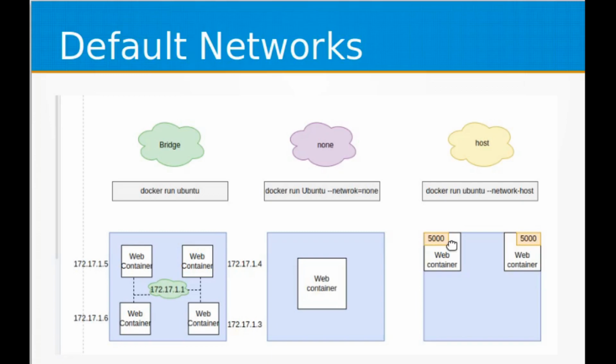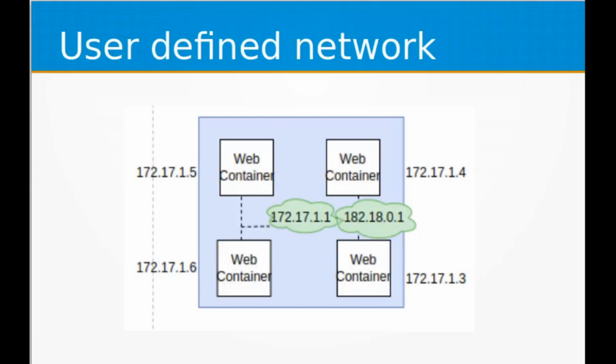Now next, let's move on to the second type, which is our user-defined network. You can see on the screen there is one more IP range coming into play, that is the range which we create according to our use cases, and the containers will be mapped to that IP address, and that would be an isolated network.